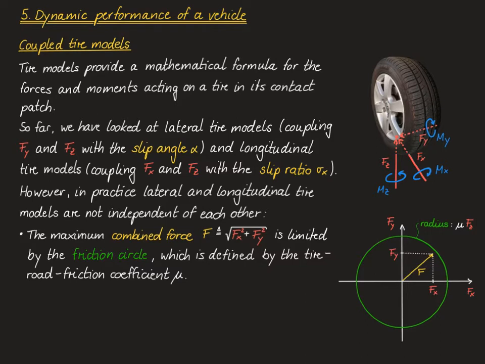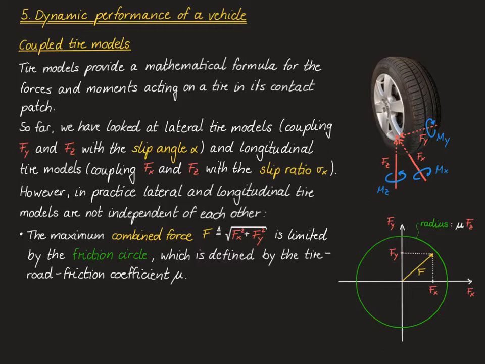What this means can be illustrated graphically in a planar diagram whose axes are the longitudinal tire force and the lateral tire force. The friction circle, shown in green here, is a circle centered at the origin of this diagram with radius mu times the vertical tire force, where mu is the tire road friction coefficient. Now, the combined force of the longitudinal and lateral tire force may not exceed the friction limit, meaning that the force has to be inside the friction circle.